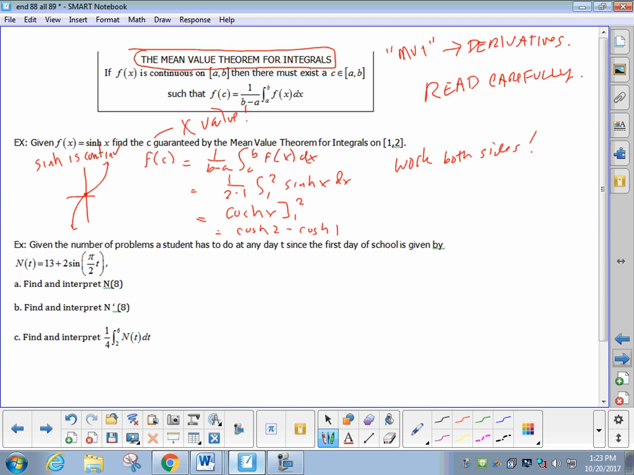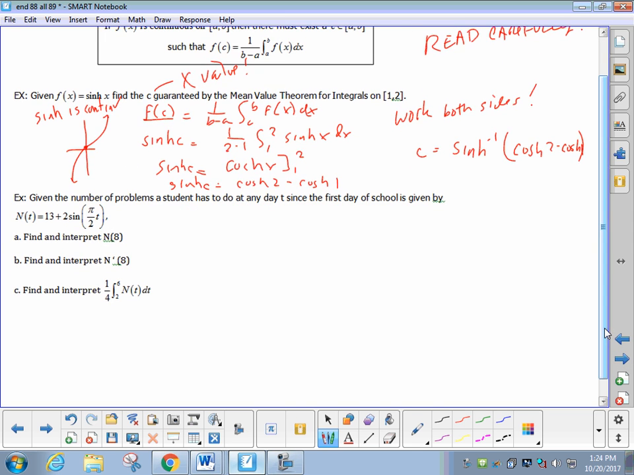All right. So on this side, I'm going to say, well, f of c is sinh of c. So I need to know a place where sinh of c comes out to that result. Well, how would you then solve for sinh of c, or c, rather? Inverse sinh. Inverse sinh of cosh 2 minus cosh 1, whatever that is. That's the x where the average value is made. You with me? Okay. So let's go here then.